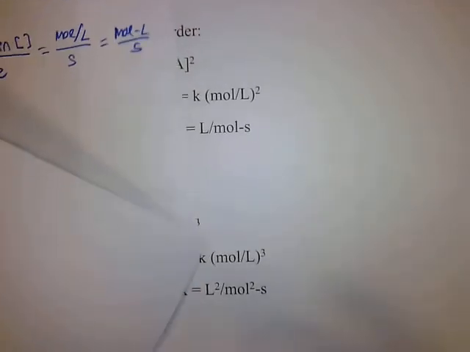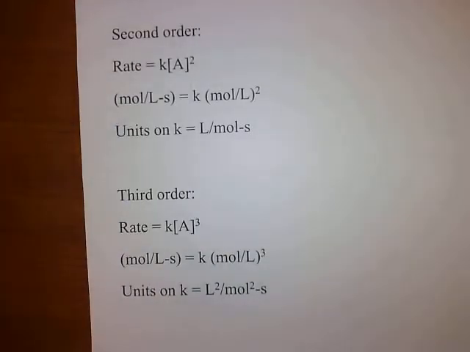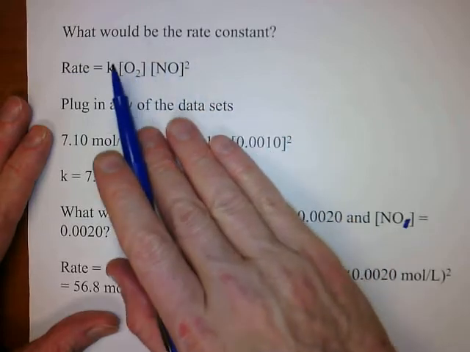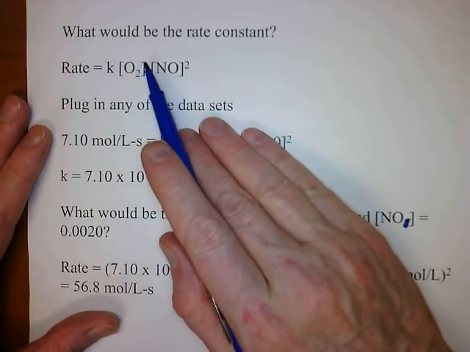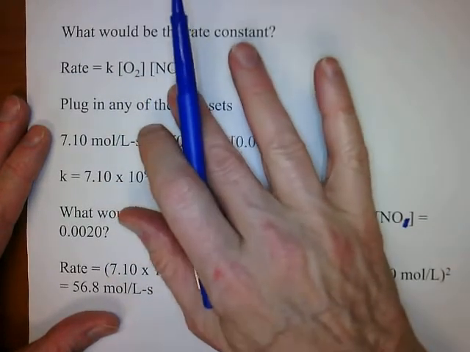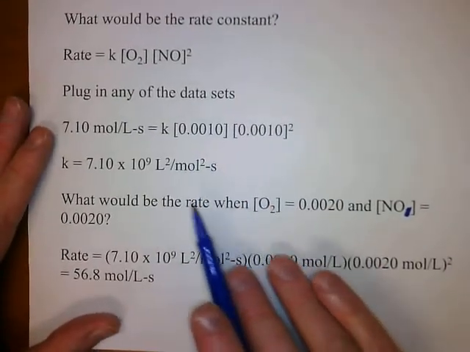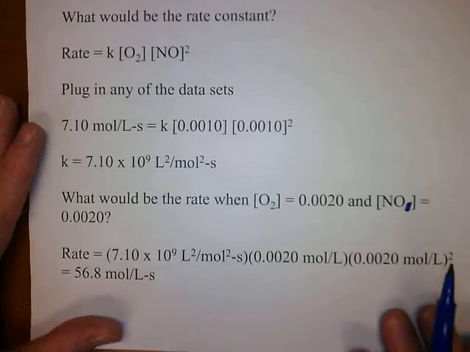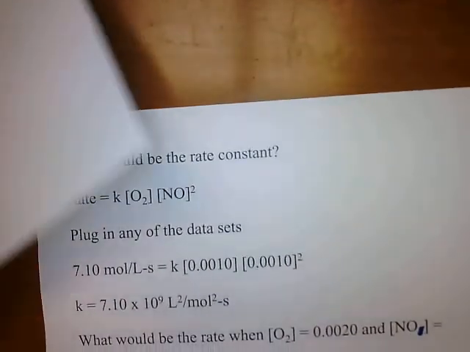And if you go back and look at this problem that we worked, that had an overall third order reaction, right? Because this was to the first power. So our overall order here is 3, and this was our units on our rate constant, liters squared per mole squared per second. So that's a little bit of an introduction to kinetics. We'll stop here.